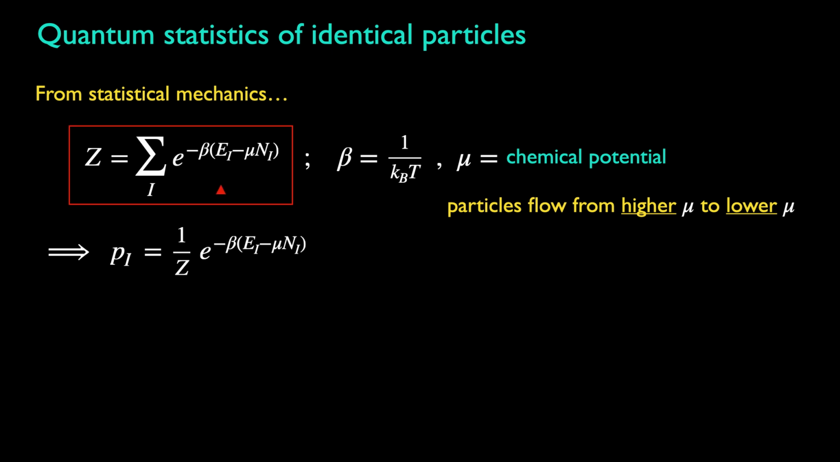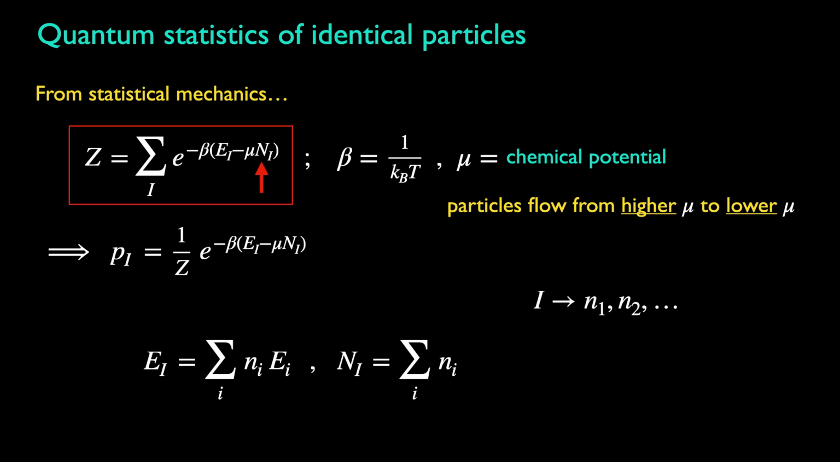The total energy of the system is simply equal to the occupation number Ni of each state times its energy, then summing over all possible single particle states. Little i labels each single particle state. The total number of particles is just the sum of all occupation numbers. Note that capital I, which labels the multi-particle states, is now replaced by a set of occupation numbers.